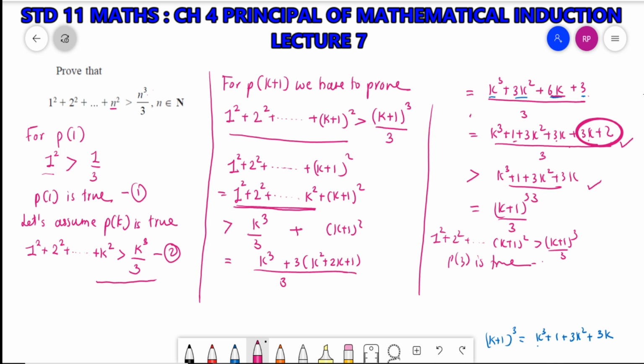Okay, let's name this as 3. So from 1, 2 and 3, P of n is true. According to the principle of mathematical induction, P of n is true for every n belonging to N. So note down this question.